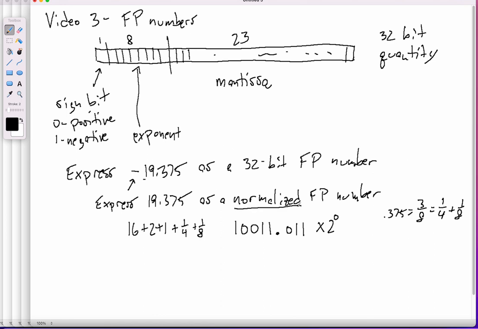Now that's not normalized. Remember, normalized, I have to have exactly 1 non-zero digit to the left of the decimal point. So I've got to move this decimal point from here to here. If I move it over 1, that would be times 2 to the first, times 2 to the second, times 2 to the third, times 2 to the fourth. So this is equal to 1.0011011 times 2 to the fourth. This is now normalized.